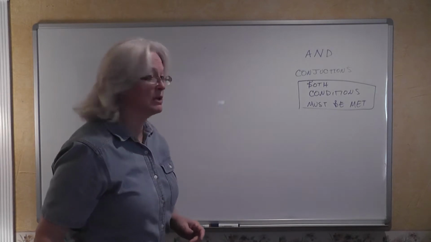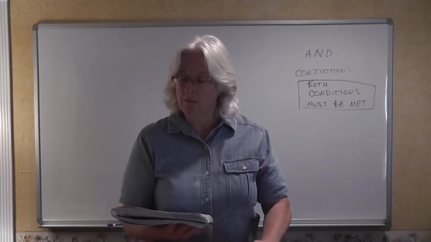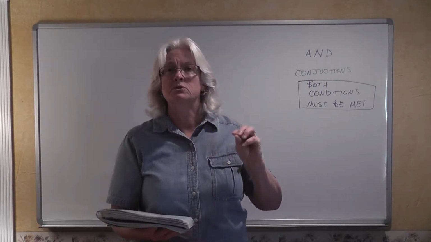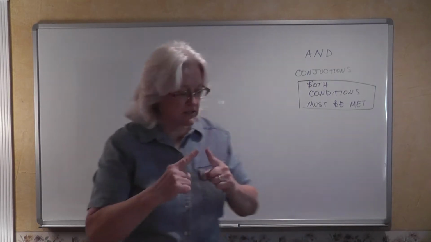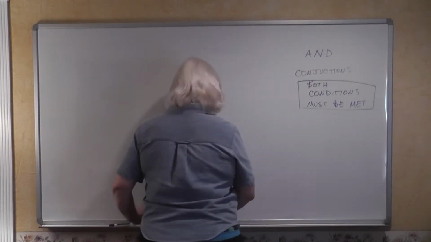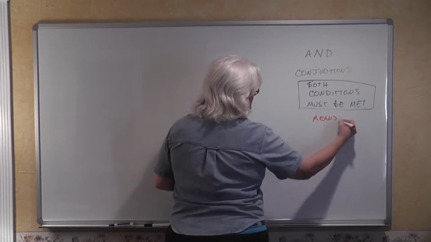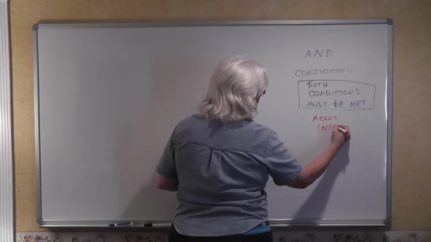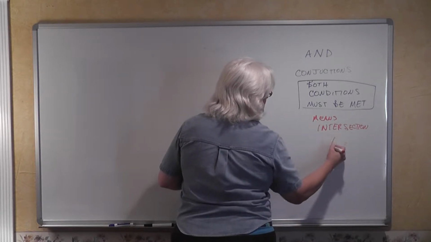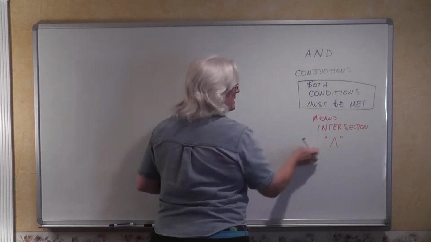So let's look at this definition here on page 194. It says, a conjunction is a compound sentence in which the mathematical statements are connected by the word and, which means intersection, and it's symbolized by this caret symbol. So let's highlight this, that it means intersection. Remember, we have intersection in set notation. It's symbolized with this symbol right here, like an A without the connecting bar.